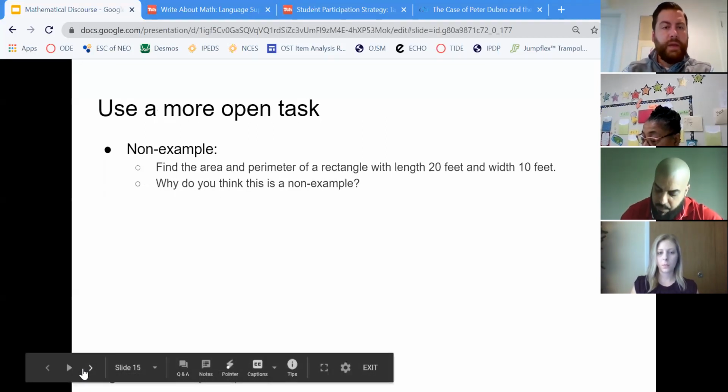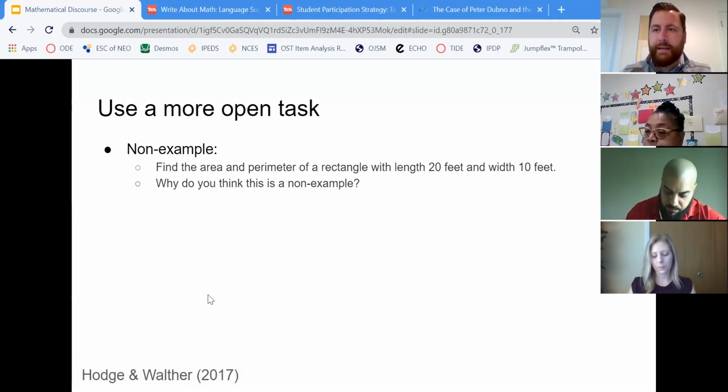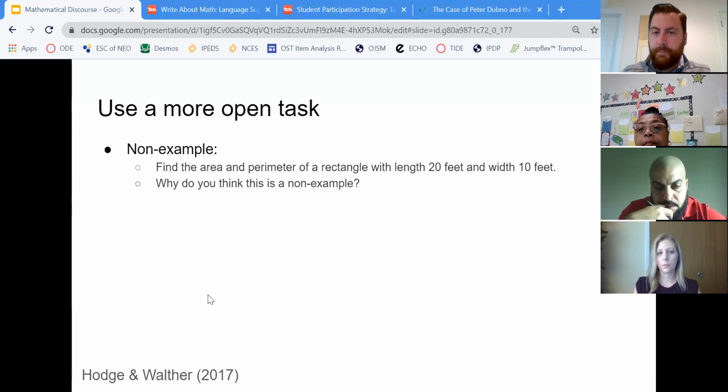So there are some strategies that we can talk about, one of which is going to be later in the slideshow. So when I say use a more open task, what do I mean? When we talk about using an open task, let me show you a non-example first. Find the area and perimeter of a rectangle with a length of 20 feet and a width of 10 feet.